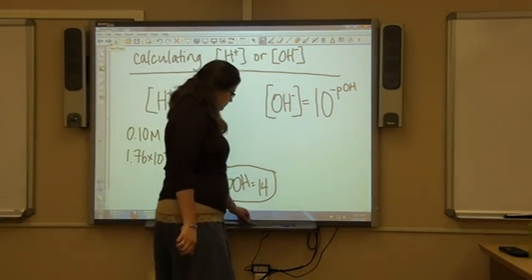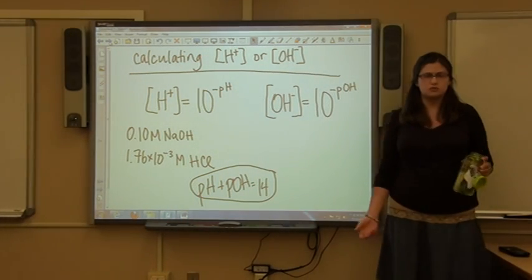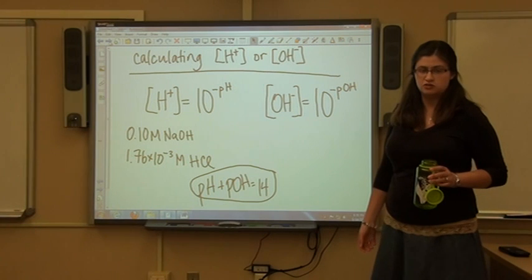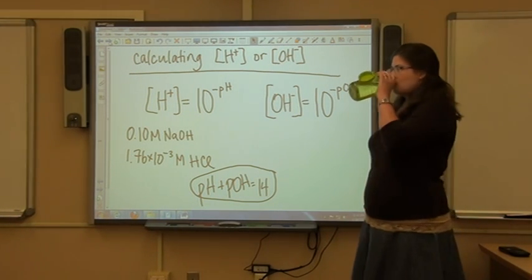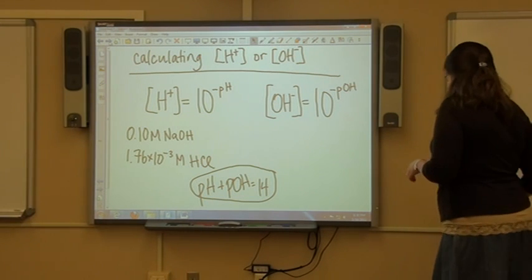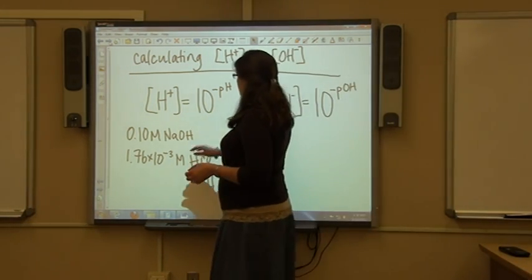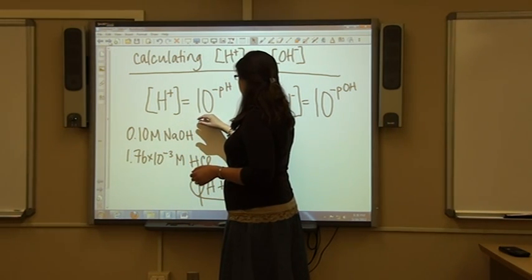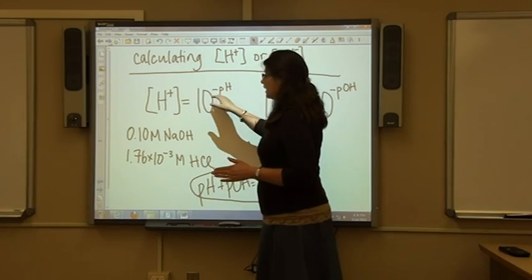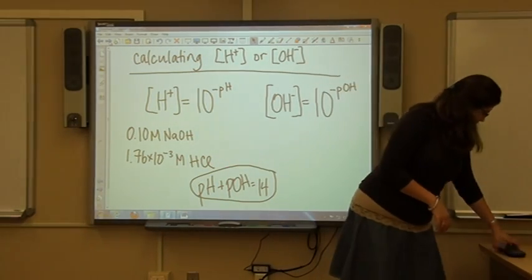Okay, so now that we've been able to calculate the pH, you can go back and if you know the pH, you can calculate the concentration of either your H plus or your OH minus ions. So, this is the formula for doing this. You're going to take the number 10 and you're going to raise it to the minus pH power.